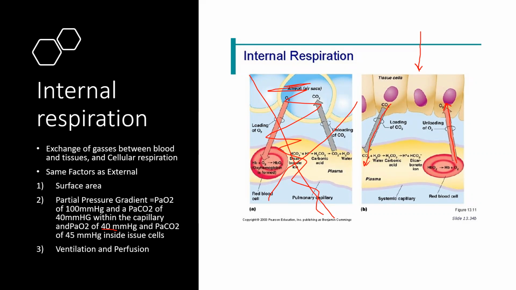We can vasoconstrict or vasodilate to keep the pressure difference the same. The second part of internal respiration is cellular respiration, and this is going to be glycolysis, the Krebs cycle, and oxidative phosphorylation.